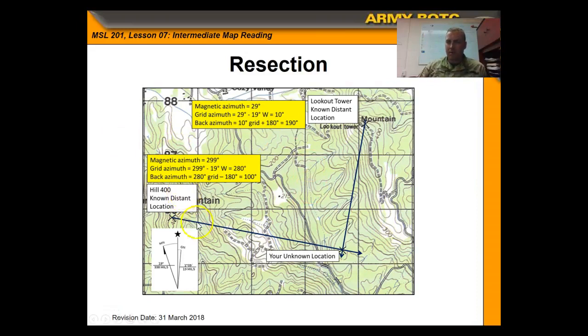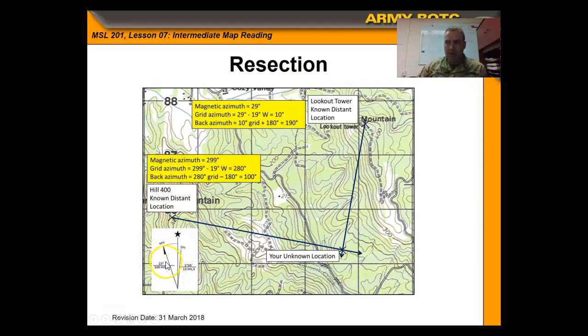So you have 2 known points for this. You have the hill over here, you have the lookout tower over here. So what you're going to do is shoot a magnetic azimuth from your position to those known points. So for the hill, you got a magnetic azimuth of 299 degrees. So now to get your grid azimuth, you're going to have to do that conversion.